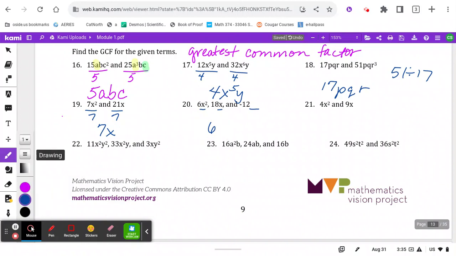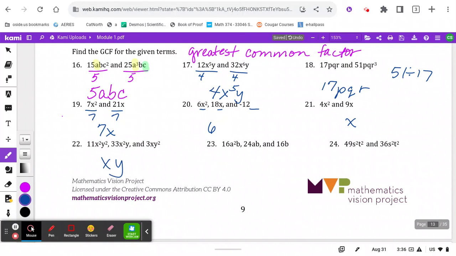4 and 9, no number goes in. Here, my only thing in common is 1x. 11, 33, and 3, there's no number that can divide into all of those. So what about x's? Yeah, I see 1x. What about y's? Yeah, I see at least one y.